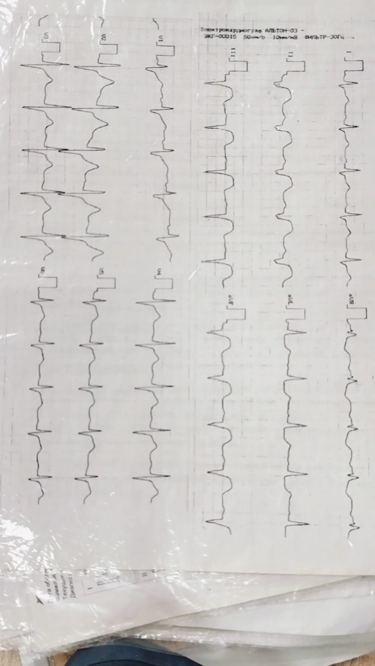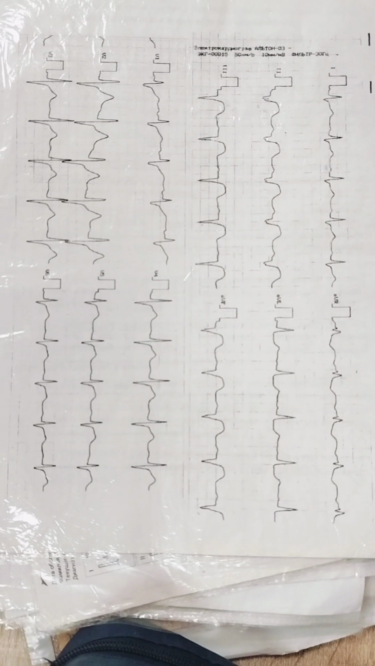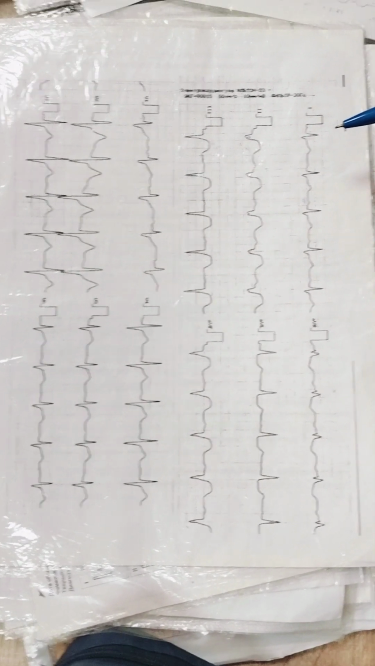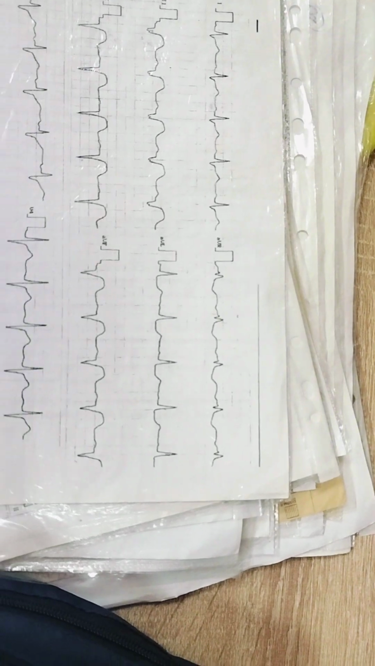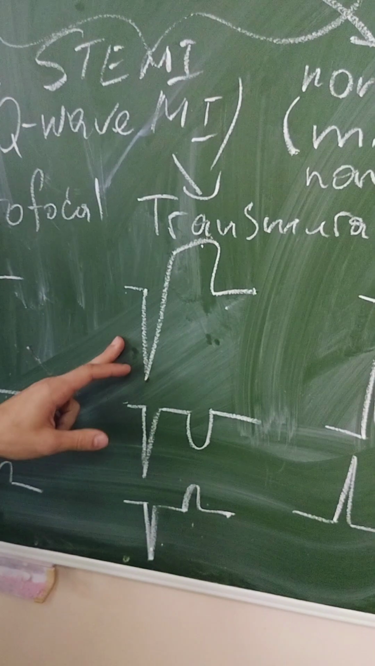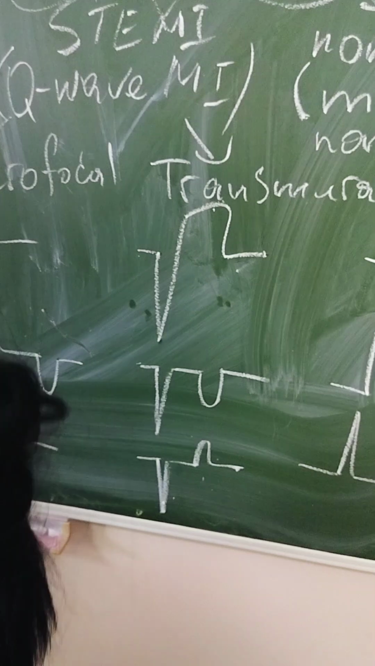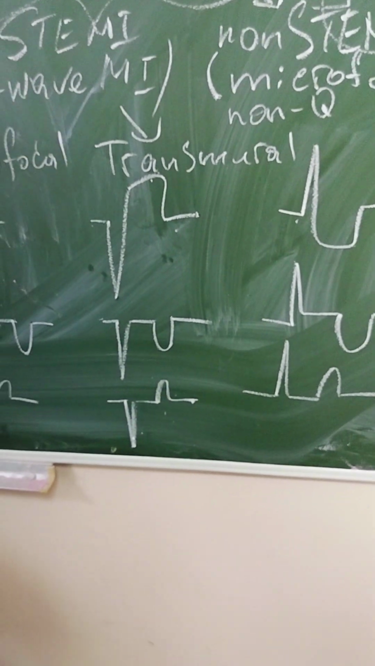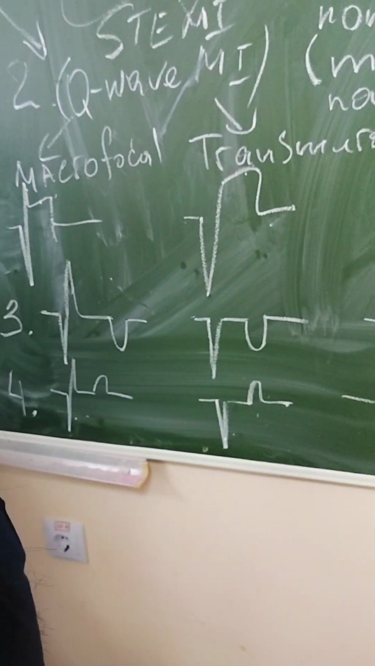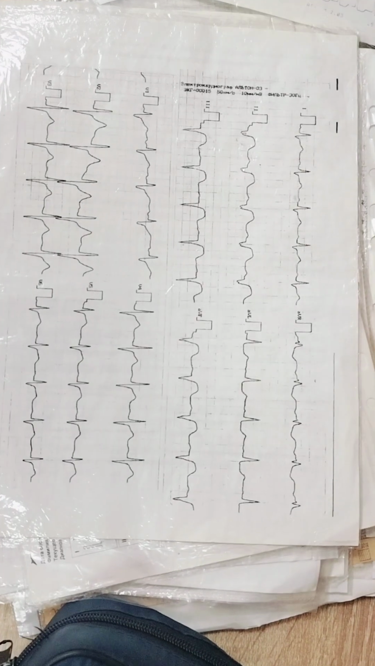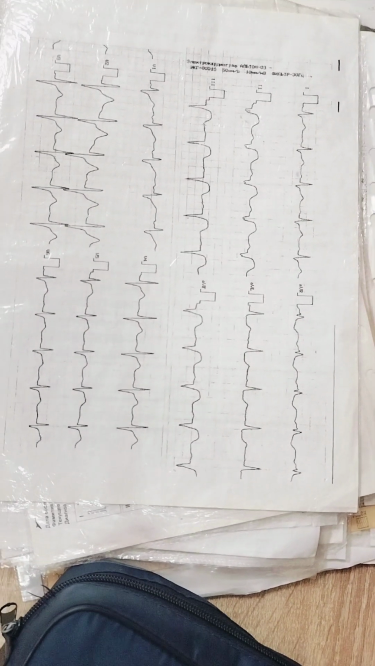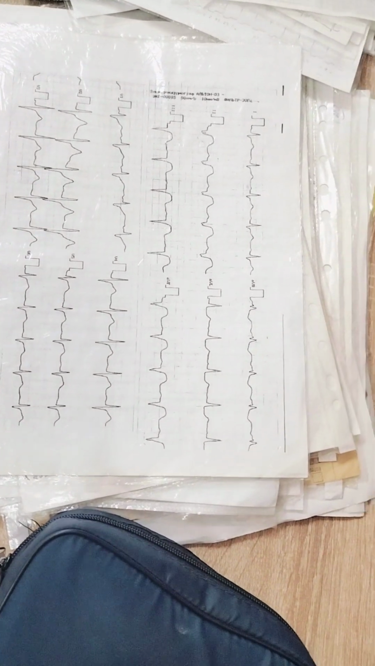Transmural myocardial infarction. Stage is... Elevation, that means this picture. This picture or not? QS plus elevation of ST. If ST is elevated, it's the acute stage or the initial one. If there is Q plus elevation, it is the acute stage.